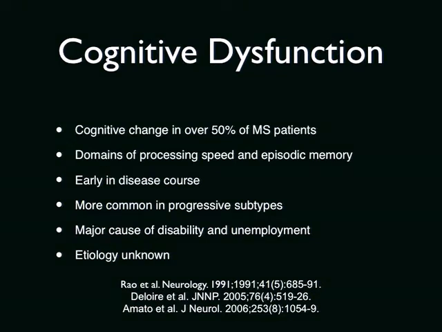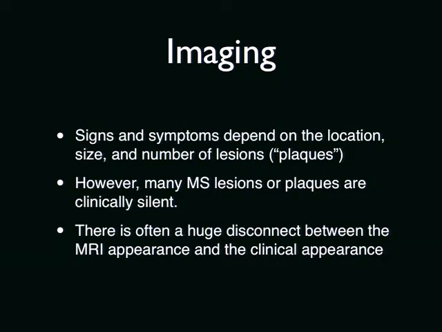And the main reason that we're using MRI to look at cognitive dysfunction is that really the etiology is unknown. So we know that there are these white matter lesions with MS, but as I'll show you, there probably is much more to the disease that we're learning about.